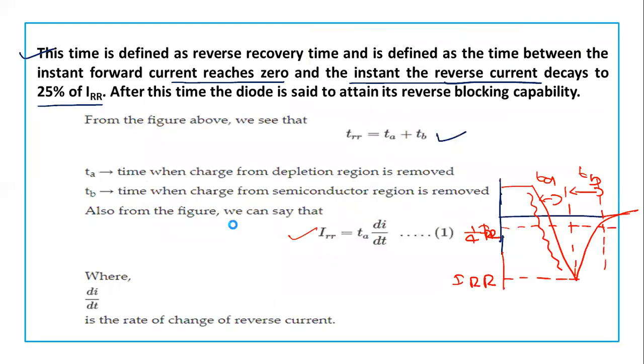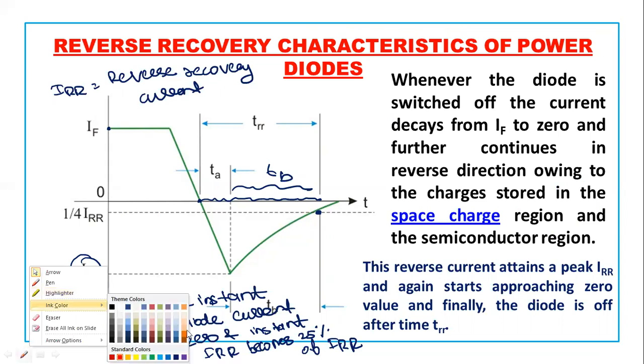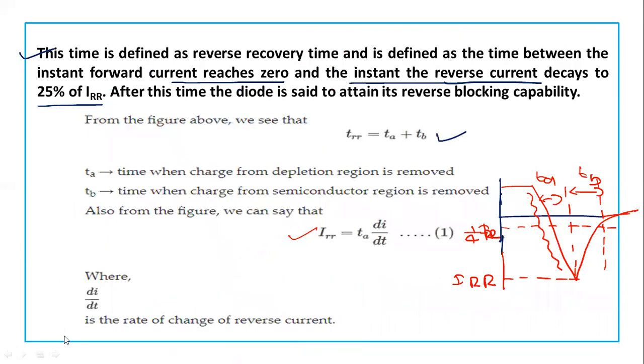So TF and TRR make up the total reverse recovery characteristic. The reverse recovery part is up to here, this part only. And one more thing we can add here: if you see the textbook by P.S. Bimbhra, they have mentioned another quantity also. I will show it here along with this figure.